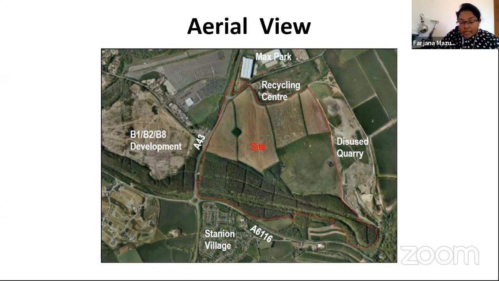So from this slide, we can see the aerial view of the proposed site. You can see the southern part of the site includes an area of woodland. Other than this, the site is mostly covered in grass and enclosed by hedgerows and conifers. Industrial and commercial use surrounds the site from north and west. A disused quarry and a landfill site also adjoin the site to the eastern side. Stanion village is located to the south beyond Brigstock Road. Next slide, please.